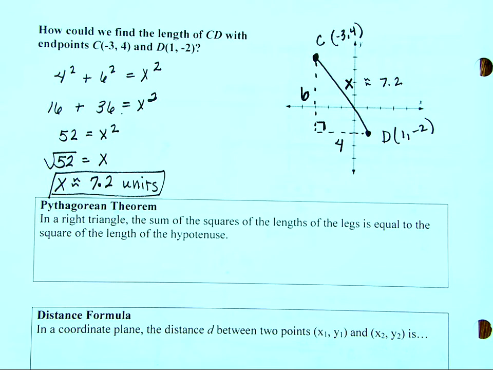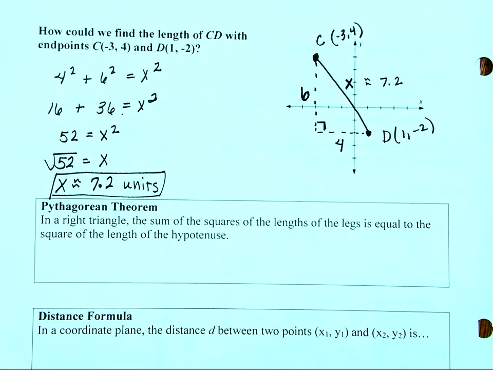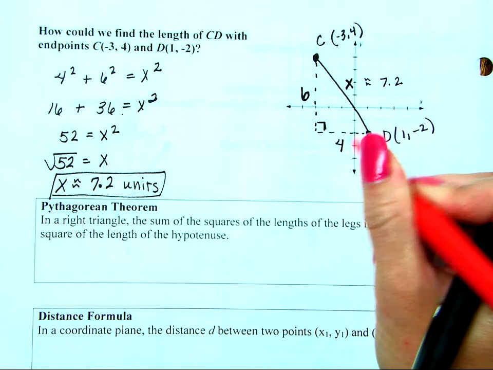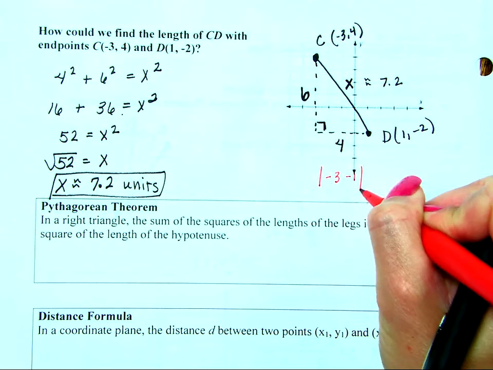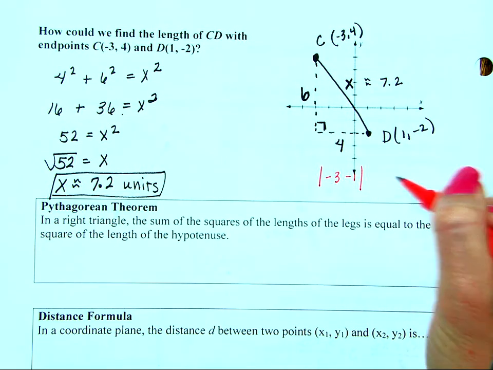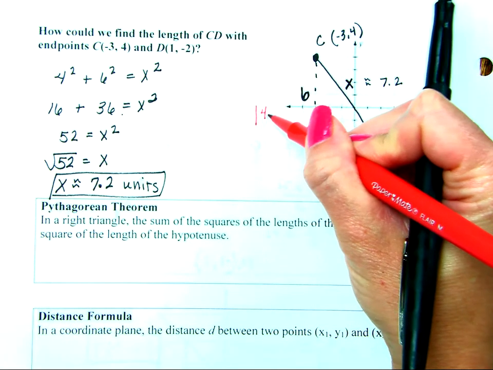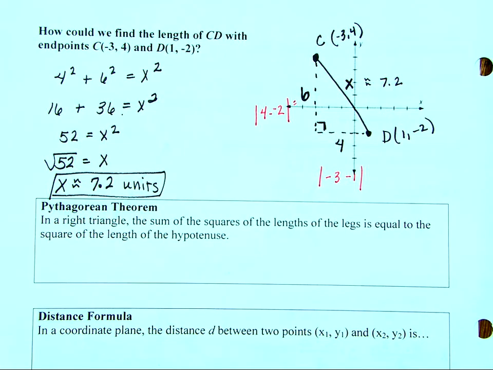Now, if you take a look, we happen to notice that my 4 boxes here, my length of 4, well, I could also think about that as my x coordinates. If I would have taken -3 minus 1, the absolute value of that would have given me my 4. My y coordinates, 4 and -2, well, thinking about finding that length, it would have given me my 6.